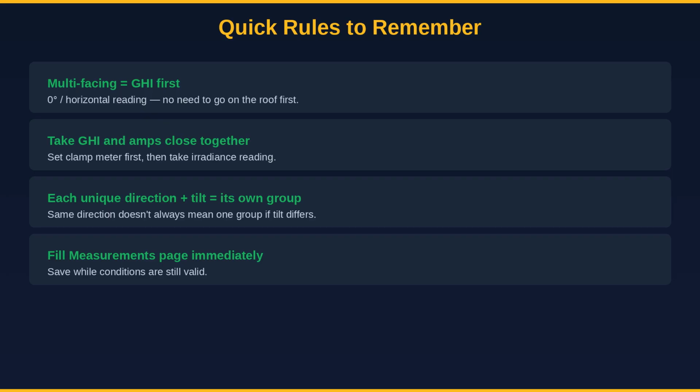Multi-facing means GHI first. Take a 0-degree horizontal reading before going on the roof. Take GHI and amps close together. Set your clamp meter first, then take the irradiance reading. Each unique direction plus tilt combination gets its own group. Same direction doesn't always mean one group if tilt differs. Fill the measurements page immediately while conditions are still valid. Following these rules ensures accurate, reliable performance assessments for complex multi-facing solar systems.